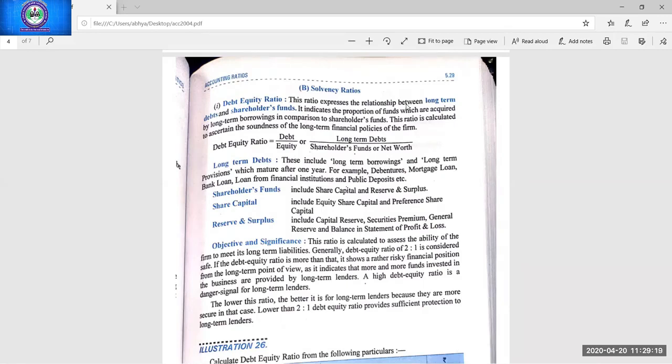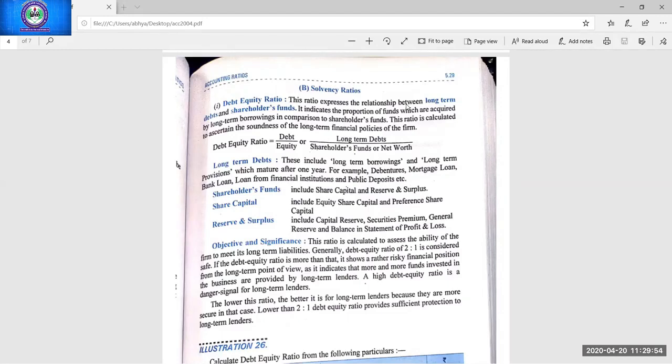Share capital means equity share capital as well as preference share capital. And reserve and surplus means capital reserve, securities premium reserve, general reserve, and all the reserves which we did there. Share option outstanding, DRR, debenture redemption reserve, CRR, capital redemption reserve, and the surplus, that is the balance in statement of P&L account. And if surplus balance is given negative, it means that is not profit, that is loss. So if negative balance is given, then it will be subtracted from the shareholders fund. Okay.